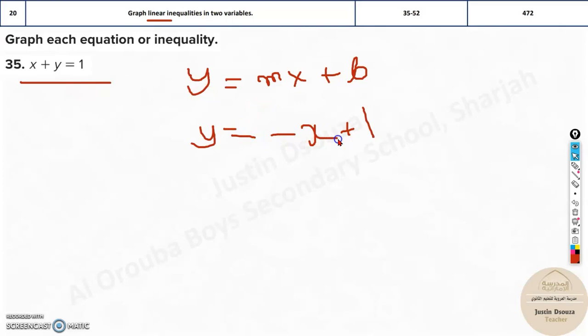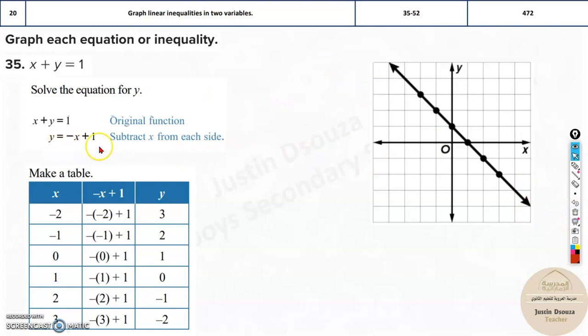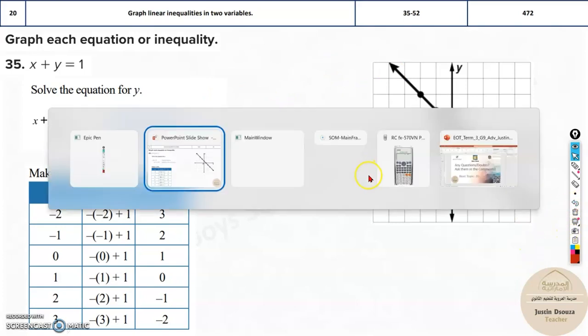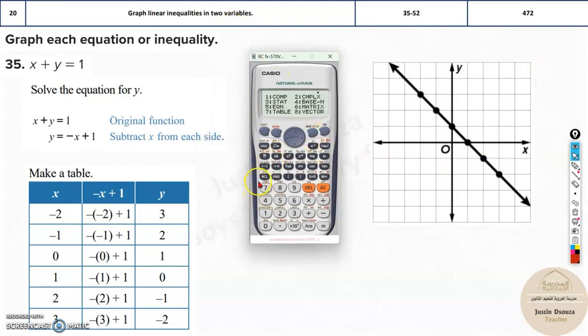Okay. So here you must get it into slope intercept form. Now, after that y, once we get this, you can easily make the table from the calculator. How? Mode 7. Once you press mode 7, you get f of x. That is the y value. What is the answer? Minus x plus 1.